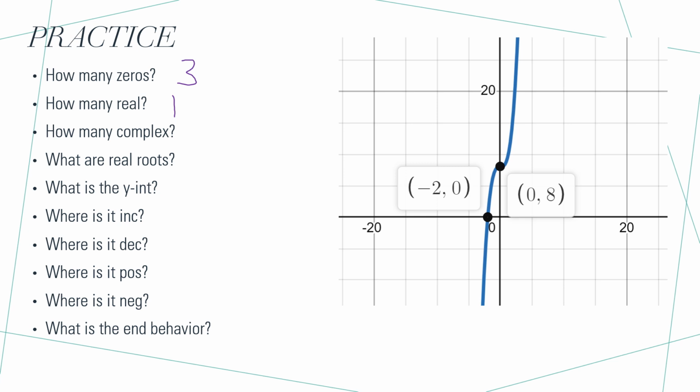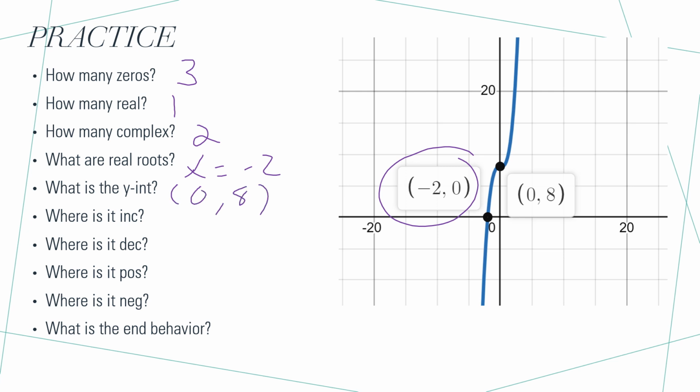So we have 3 zeros. One of them is real, which means 2 of them have to be complex. And sometimes in an honors class, you would have to go and find the complex roots. I am more interested that you know that there are 2 complex roots, not so much can you find what they are. What are the real roots? Well, the real root is right there at -2, 0. So x is equal to -2. The y-intercept is 0.08.